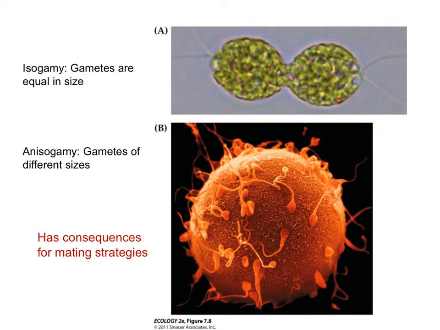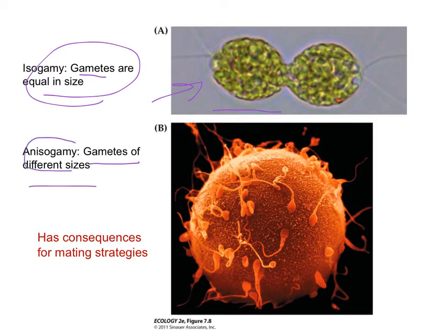Another thing that can really impact life history strategies that you wouldn't really think about at first is just the relative size of the gametes between males and females when you have sexually reproducing species. For some species, like this green algae here, Chlamydomonas, the gametes are equal in size. And in many species, especially in animals such as mammals and other kinds of animal species, gametes are of different sizes, what we call anisogamy.